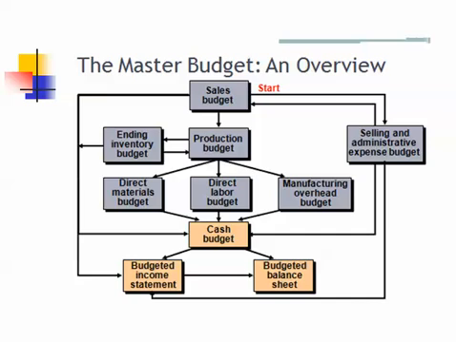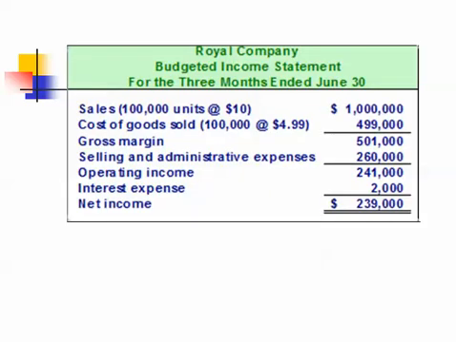That level of sales informed our production budget. And based on our production budget, we knew how much direct materials we needed to buy and how much direct labor we wanted to purchase. We could put together a manufacturing overhead budget. All of these things also fed into our cash budget, a budgeted income statement, and a budgeted balance sheet. This chapter is going to look a little more closely at our budgeted income statement.